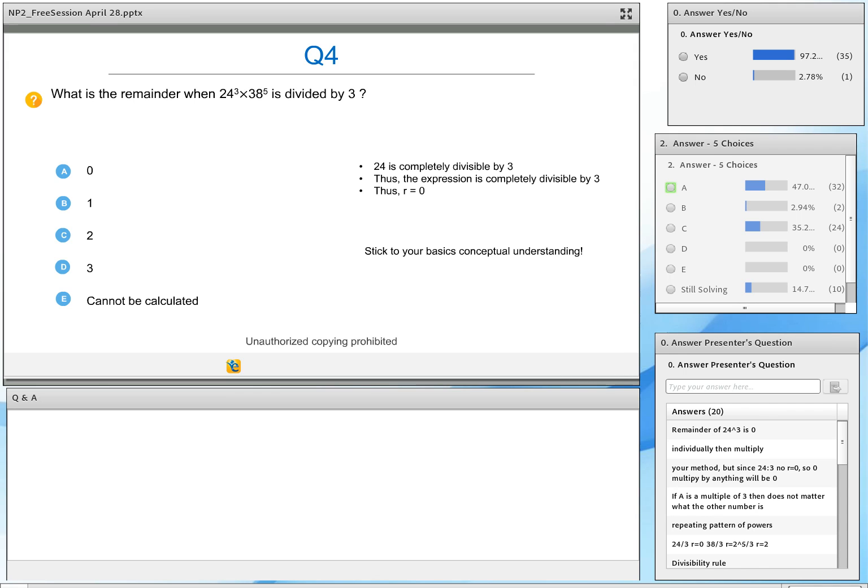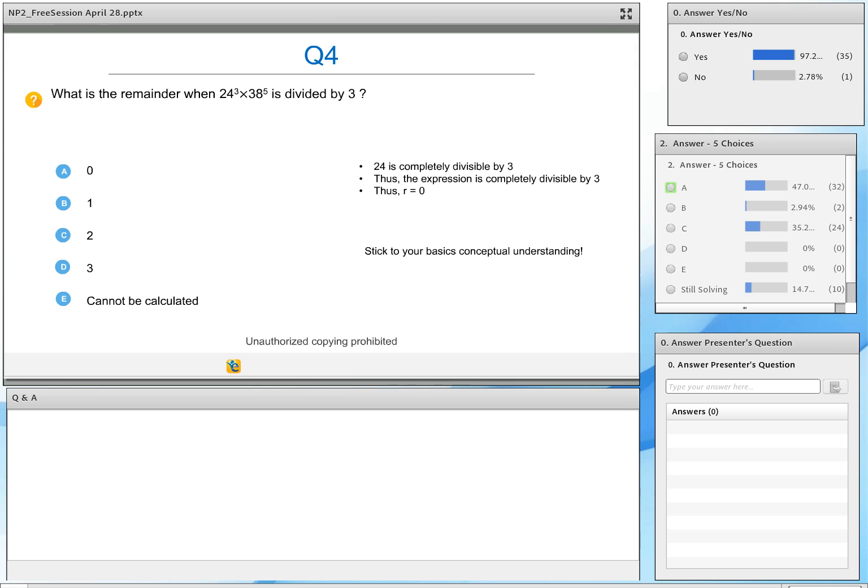Now, for those of you who selected choice C, tell me, why did you select choice C? Where did you falter? And that's a pretty big chunk of the class. What made you select 2 as the answer here?